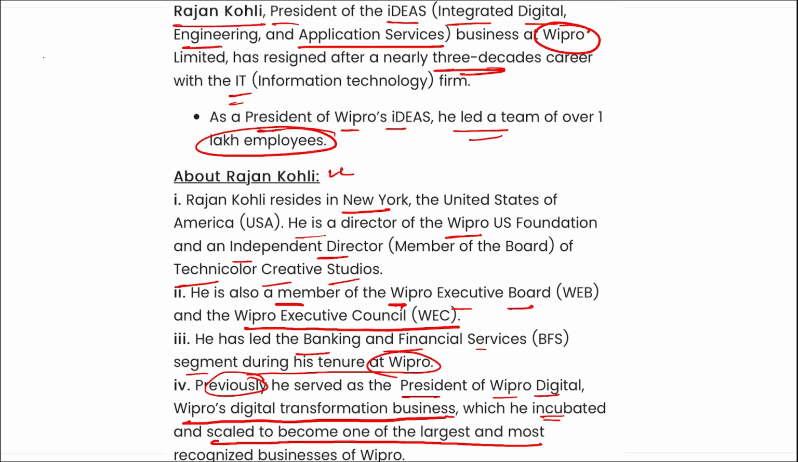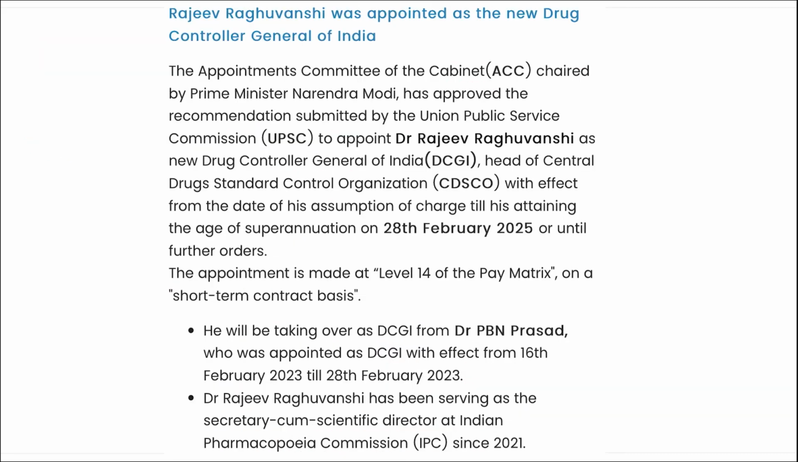If we talk about Wipro, who is the founder chairman? Azim H. Premji. The chief executive and managing director is Thierry Delaporte. Where is the headquarter? It is in Bangalore, Karnataka. When was it established? 1945. Moving on to next, we are talking about the new DCGI of India.